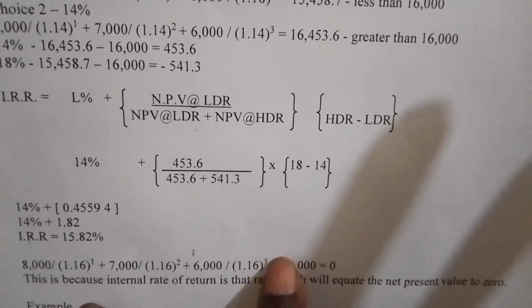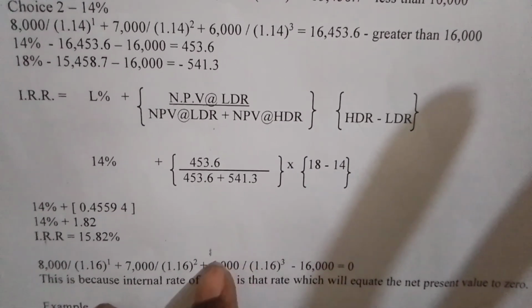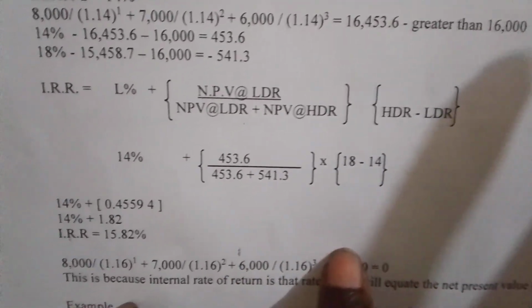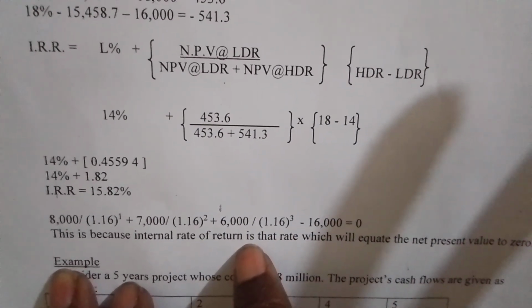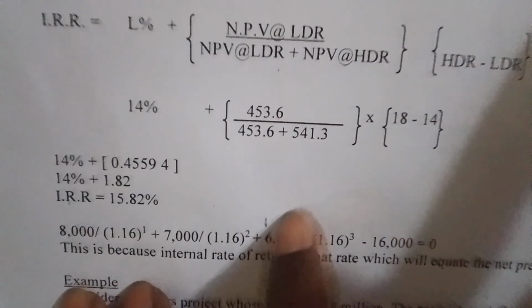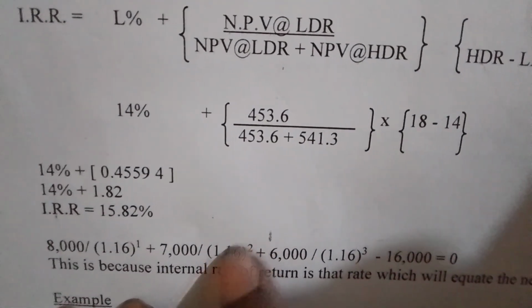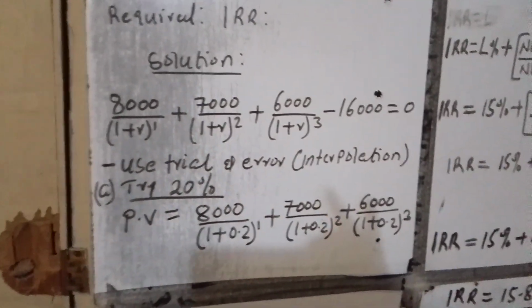As I have done here, I got my net present value as 0. You can prove the way I've done here. This is because internal rate of return is that rate which equates the net present value to 0. You can substitute the answers here. What you got, you can just come back here.